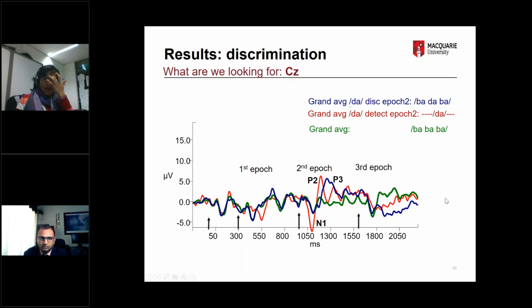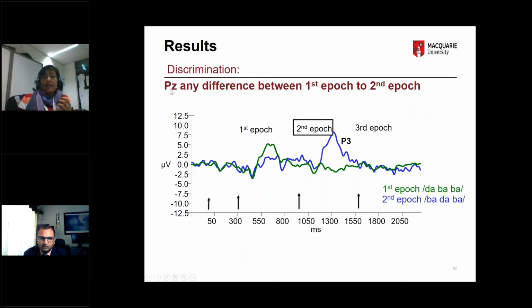Now, what about at PZ? Now, this is where we expected a P300B to be there, right? So at the first epoch, remember the DA is 60% of the time. I really did not expect a P300. I still have got it, but can you see how big this P300, the second one, is?